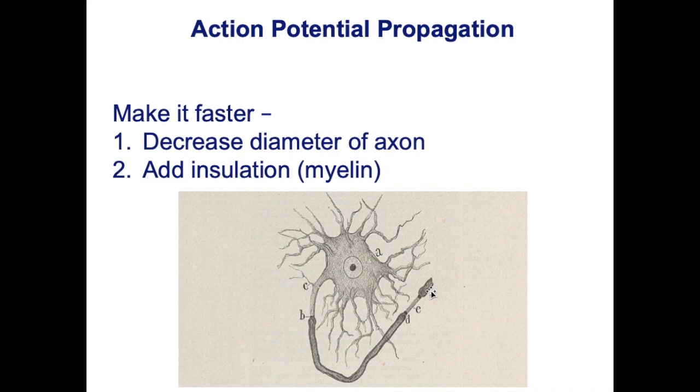Another way to do it is to decrease the diameter of the axon. So a larger diameter of axon, when you have diffusing ions on the inside, is going to take a long time for those ions to coincidentally make it to the surface of the axon to activate more ion channels.